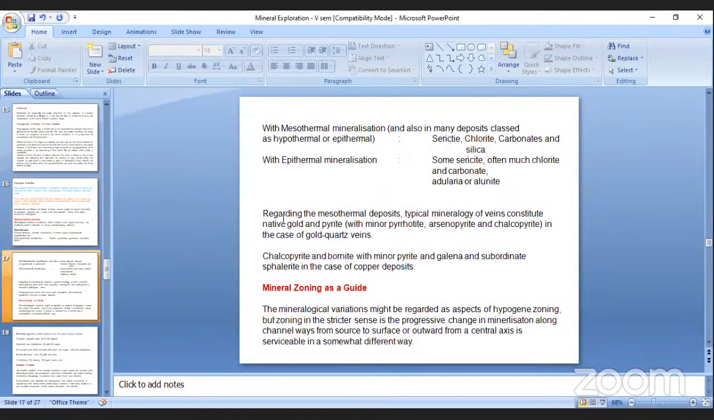Again, when you come to mesothermal mineralization, in the wall rock alterations there is a chance of formation of sericite, chlorite, carbonates, and silica. And finally, in epithermal mineralization, there is a little amount of sericite, a little amount of carbonate, and a little amount of chlorite, and allanite will also be there.